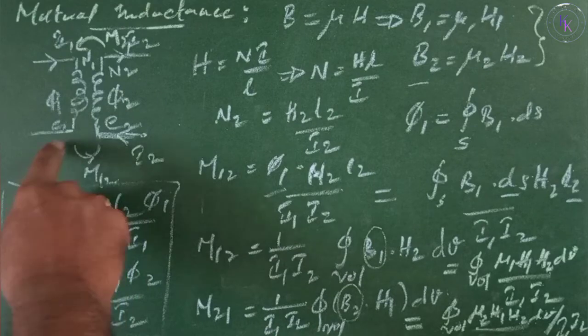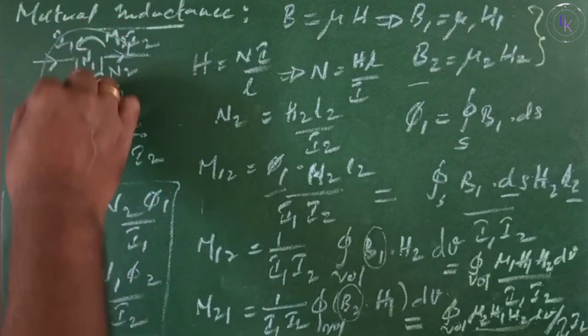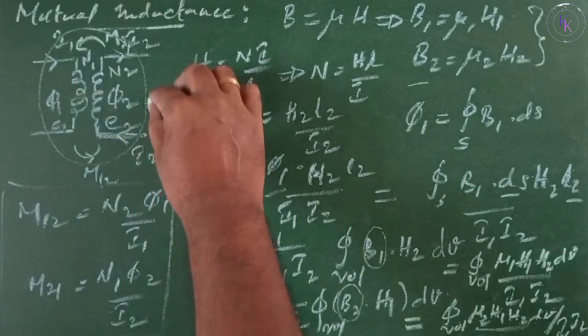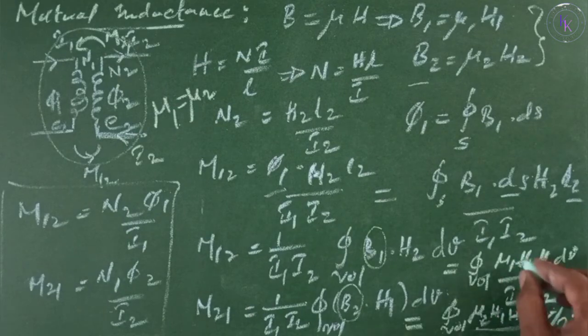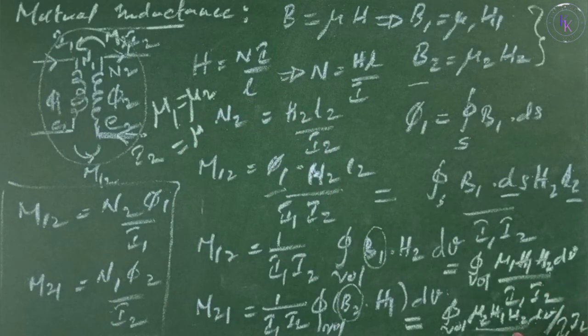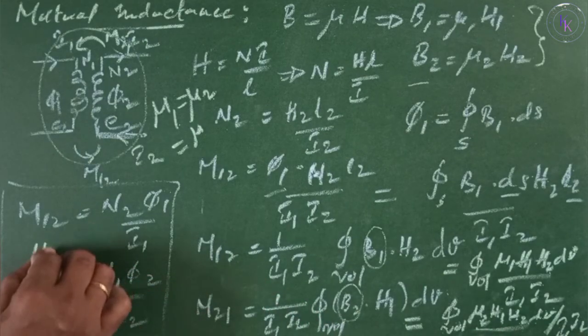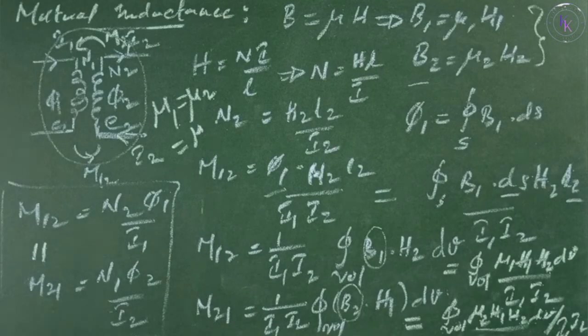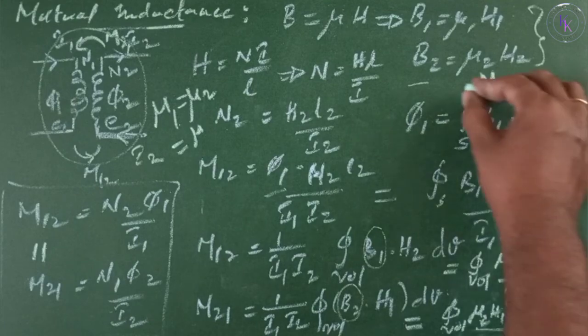If you observe this figure, both the coils are in the same medium, which means mu1 equals mu2. Then in these formulas, mu1 and mu2 are the same, equal to mu, so we get mu H1 H2 dV divided by I1 I2 in both. By observing these two relations, we can say that M12 equals M21. You can write mutual inductance M12 equals M21.